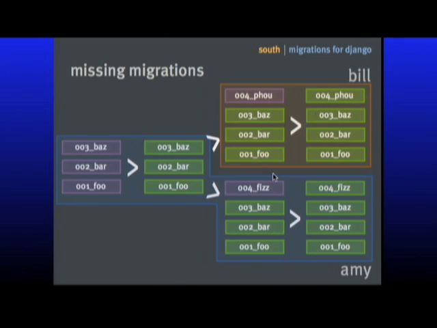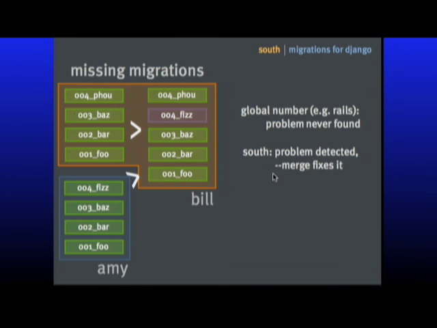So missing migrations is a graphical illustration of the problem here. In this particular one, we have Bill and Amy, who are developing different branches of the same application. First of all, they start off by creating the first three migrations. Amy writes them together. She applies them. That's why they turn green. And then Amy goes away and creates a fourth one called Fizz. At the same time, Bill creates a fourth one called Foo. So they're both happy. On their own boxes, they apply the migrations. They all run successfully.